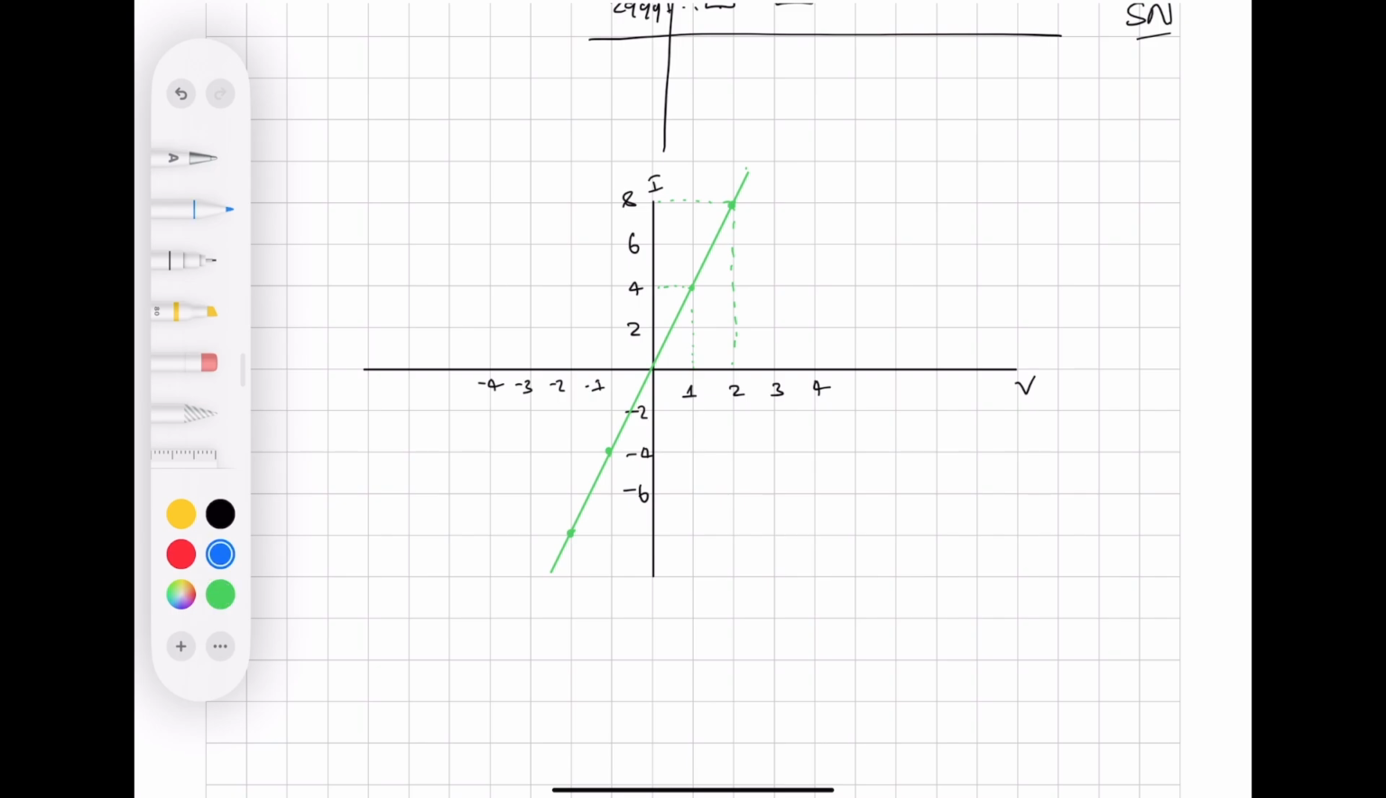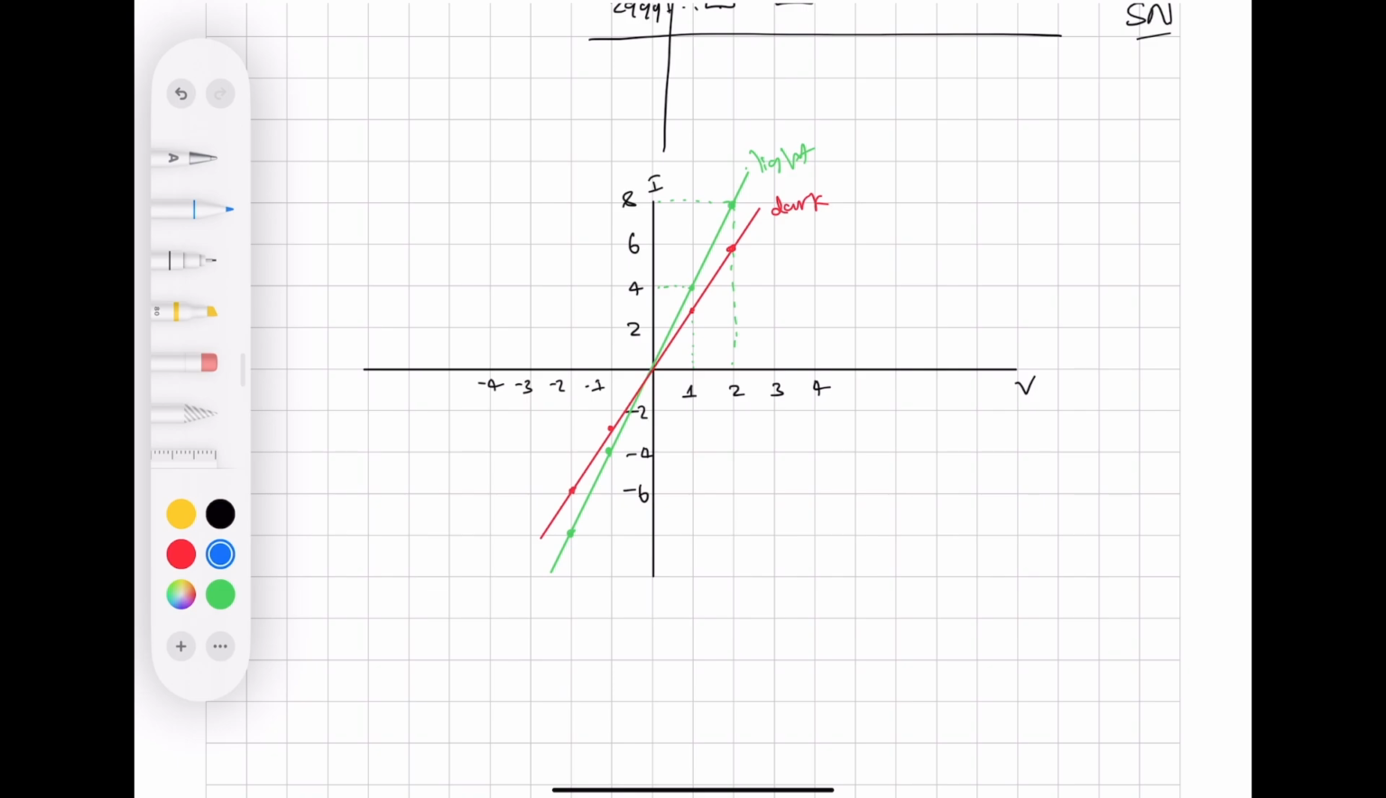In the second case, this is with the light on, and with the dark case, what we had was 3, 6, -3, -6. So that was our situation.